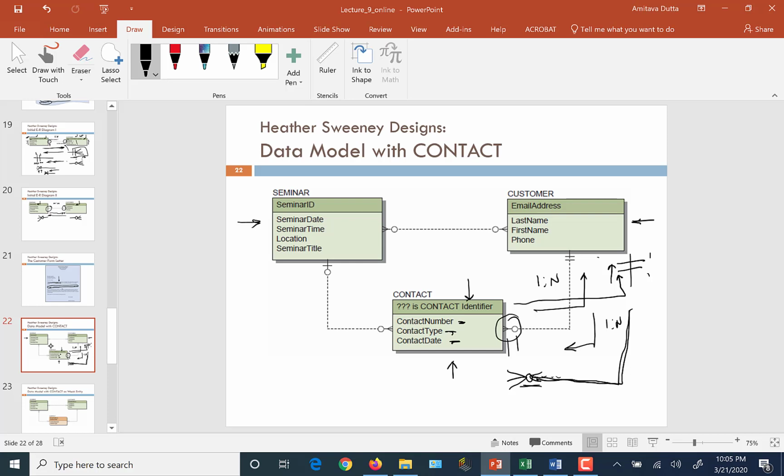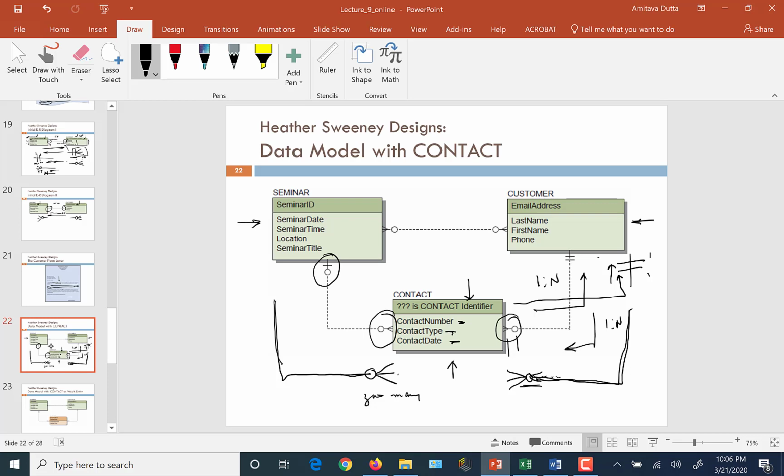So I know that there is a relationship between seminar and contact, but what is the nature of the relationship? This is a binary relationship because it is connecting two entities, but what are the cardinalities? The cardinalities are usually the most difficult to figure out. So again, let's look at the two of them. On this end, I'm expanding this cardinality on the extreme over here. If I go from seminar to contact, one seminar generates at least zero and at most many contacts.